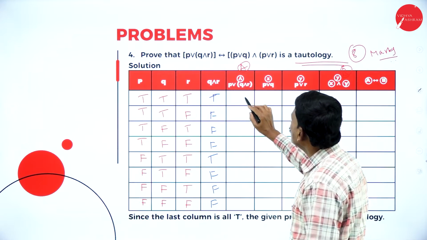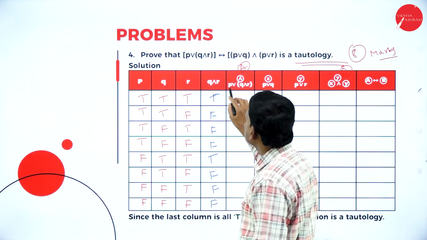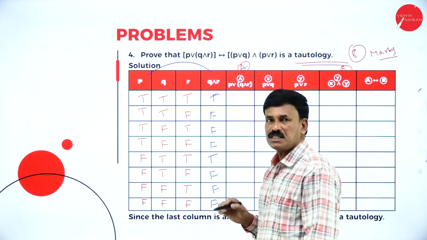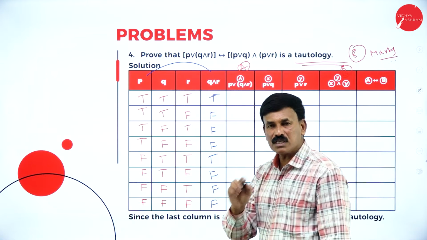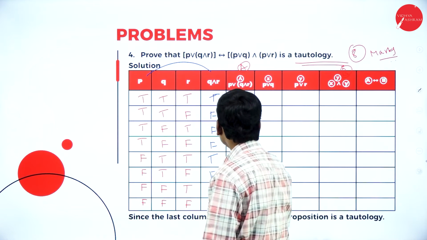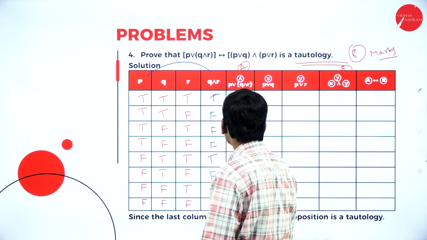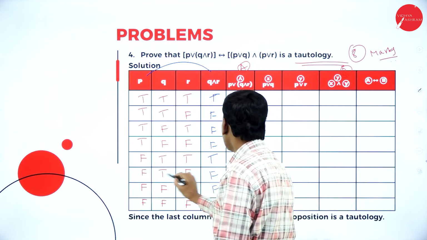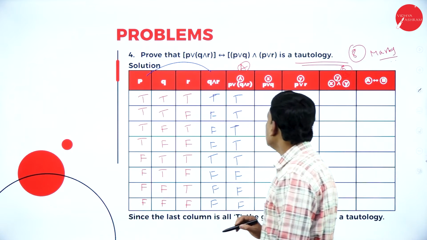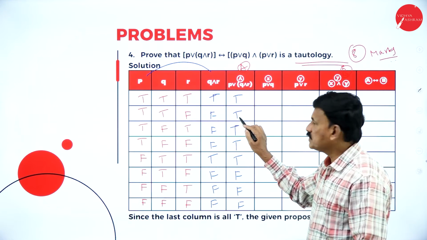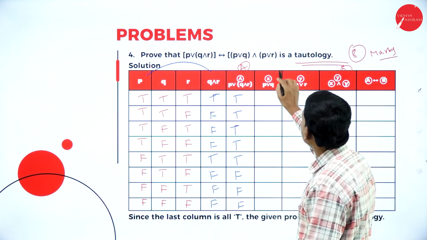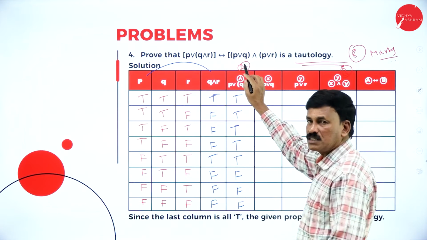Now let us come to the disjunction between P and the Q conjunction R column. Disjunction means F and F is F, in all other cases it is true. So true and true is true, true and false is true, true and false is also true, again true and false is also true, false and true is true, false and false is false, false and false is false, again false and false is false. So in case of disjunction, F and F is F, in all other cases it is true. Now let us come to the second part of the problem. So write down P disjunction Q.